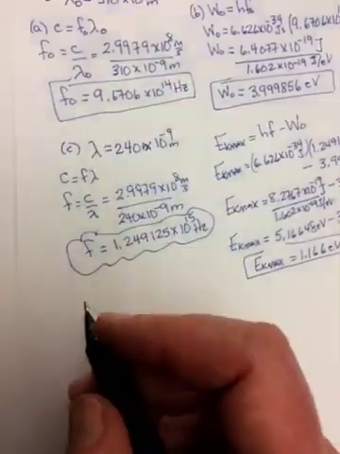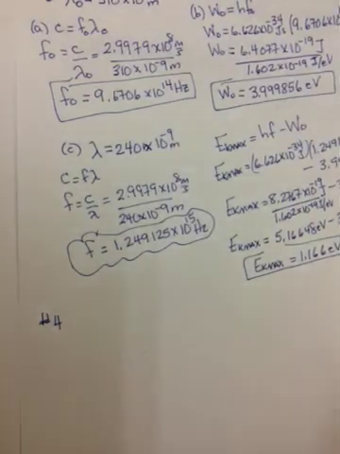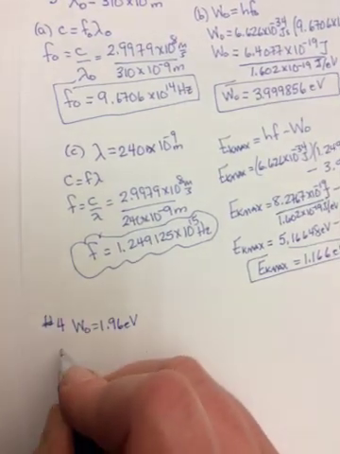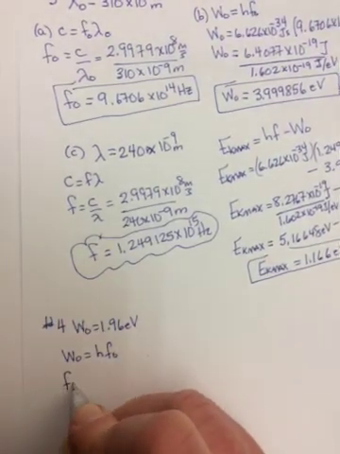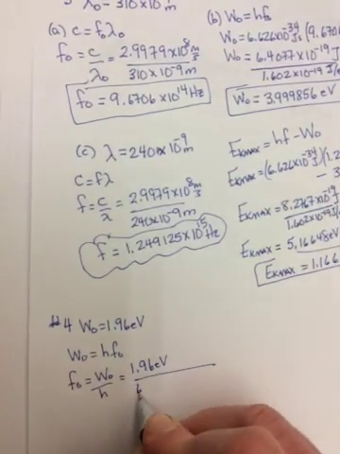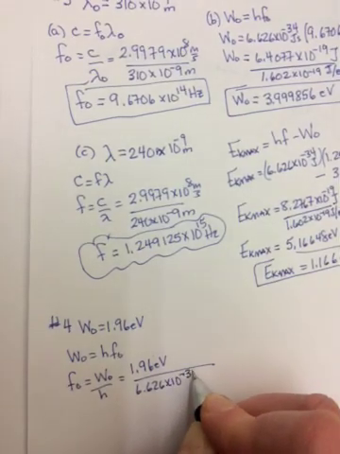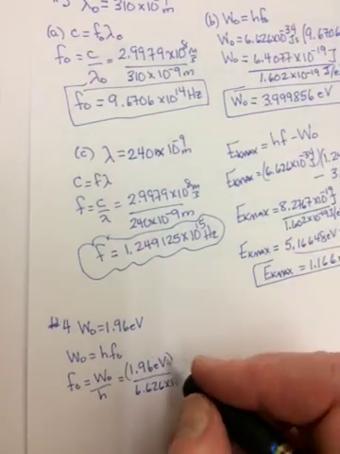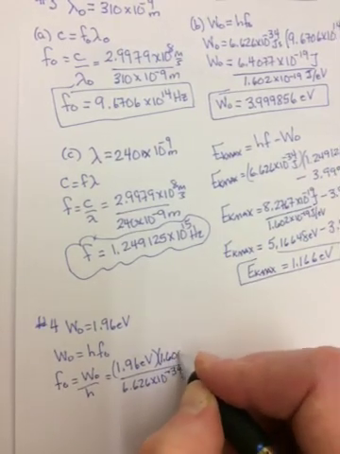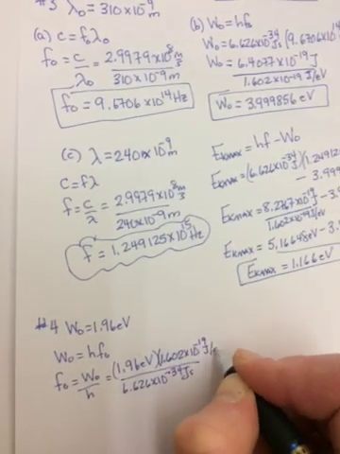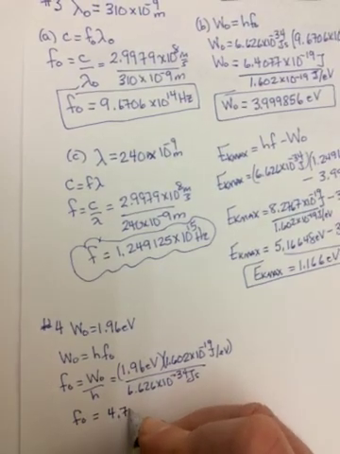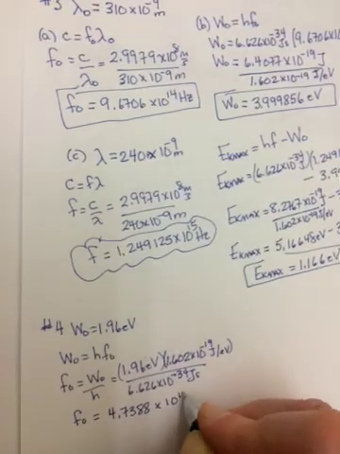All right, number 4 says the work function for cesium, W0, is 1.96 electron volts. Find the threshold wavelength. So from W0, we can find f0. So f0 is just going to equal W0 over h. W0, however, is in electron volts. h is 6.626 times 10 to the negative 34 joule seconds, so you've got to change your W0 into joules. To go from joules to electron volts, you divide. So going from electron volts to joules, you multiply. So 1.602 times 10 to the negative 19 joules per electron volt. And when you do this, you get an f0 of 4.7388 times 10 to the 14th hertz.